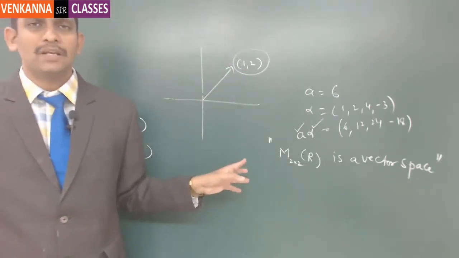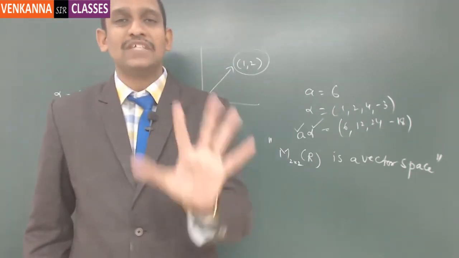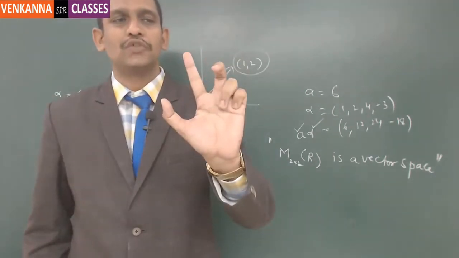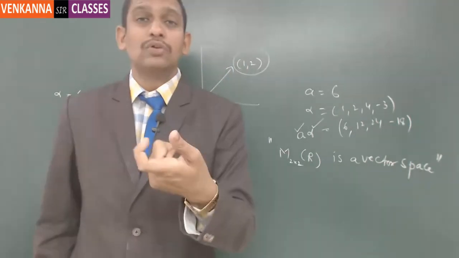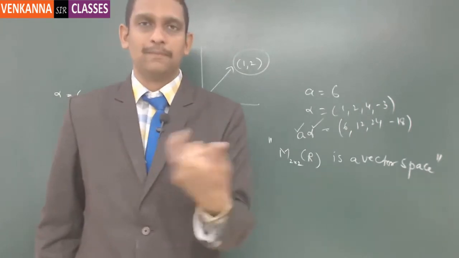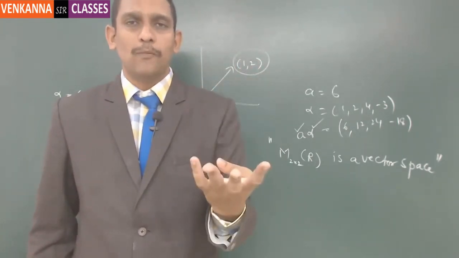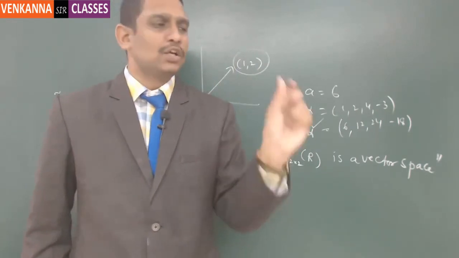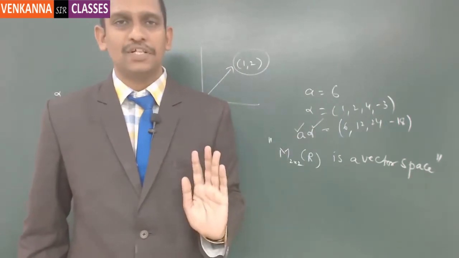So what does it mean? If you take the 2 by 2 matrices, they will satisfy the 5 properties: closure, associative, identity, inverse, and commutative with respect to matrix addition. And the other 4 properties are satisfied when you take a number and a matrix and multiply them. It is called scalar multiplication there.